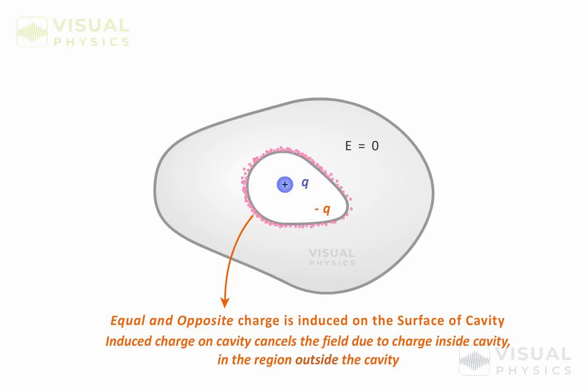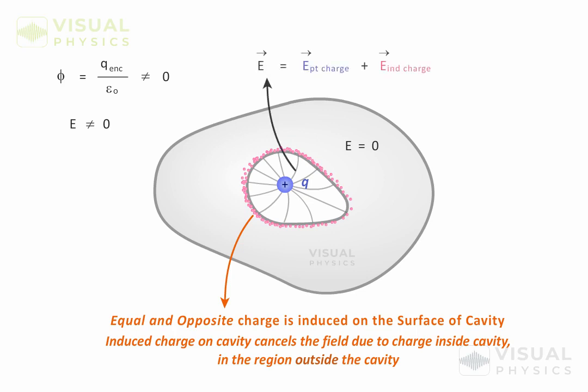However, inside the cavity, if we draw a Gaussian surface like this, then as there is a net charge enclosed by this surface, the flux, and thus the field inside the cavity, will not be zero. But note that the net field inside the cavity will not be due to this charge alone. As the induced charges are non-uniform, the field due to these induced charges will not be zero inside the cavity. Thus, the net field inside the cavity will be due to the induced charges, as well as this charge.